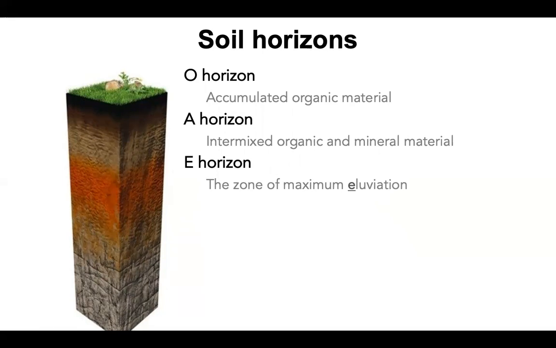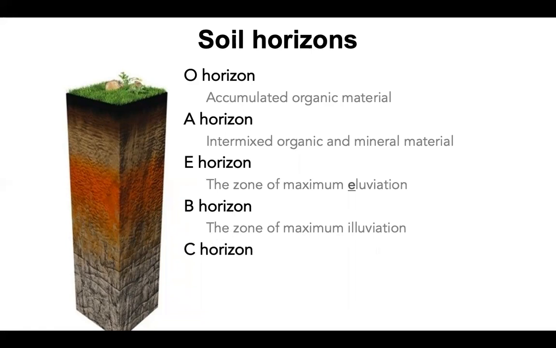Now, with eluviation, we have to have a zone of illuviation, which is our B horizon. Now, the B horizon, like I said, is where illuviation happens, where things start to accumulate. And with that accumulation, you start to get pedogenesis, or the soil forming processes, happening here in the B horizon.